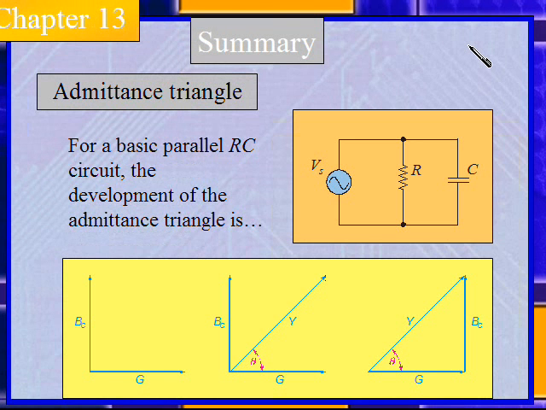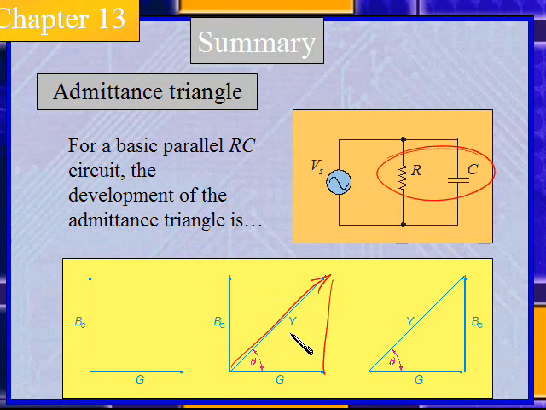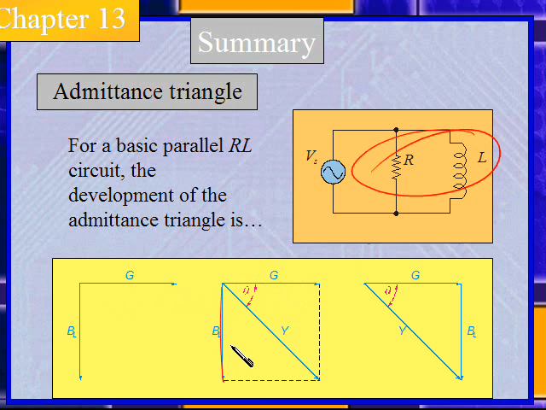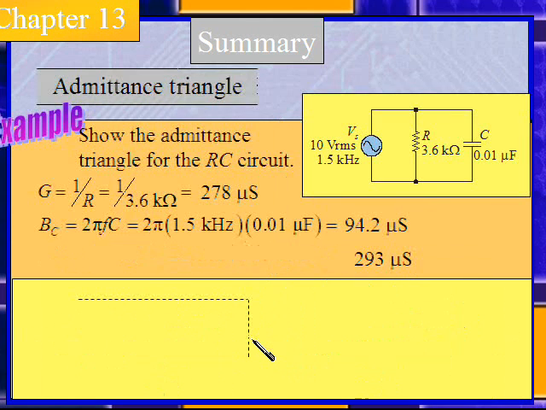For the basic parallel RC circuit, the development of the admittance triangle is, this is the resistance, capacitive reactance. Here we have a parallel circuit. So the resultant, which again is the hypotenuse of this triangle, is equal to the admittance instead of the impedance. For basic parallel RL, again, here's our parallel circuit. It's just the opposite. You have conductance, susceptance, and again, the resultant is the admittance.